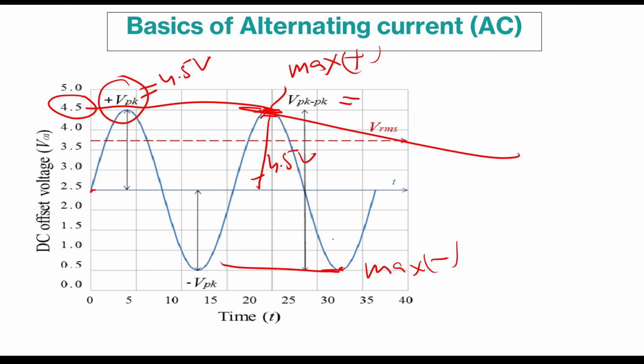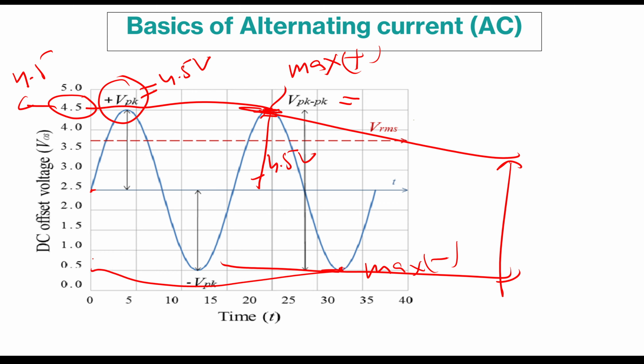Here the voltage is coming 4.5, where the negative maxima is coming to 0.5 volt. So the voltage is running between 4.5 volt and 0.5 volt, so we have to take the difference, and it will come 4 volt. So the value of the peak to peak is 4 volt.